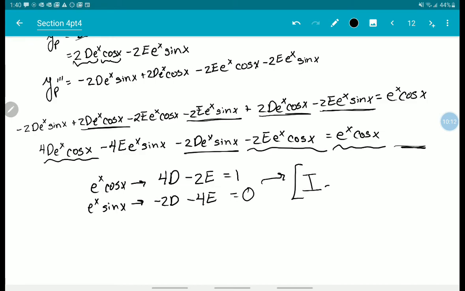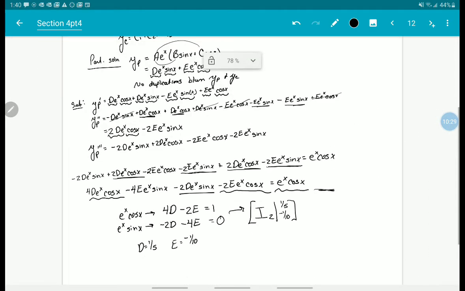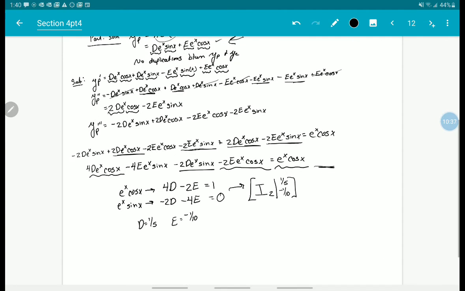So I get the identity here for 2 by 2. I get 1/5 and negative 1/10. So that tells me that D is 1/5, E is negative 1/10. And if I substitute that back into our particular solution here, I would have y_p, which is particular, is equal to 1/5 e to the x sine of x minus 1/10 e to the x cosine of x.